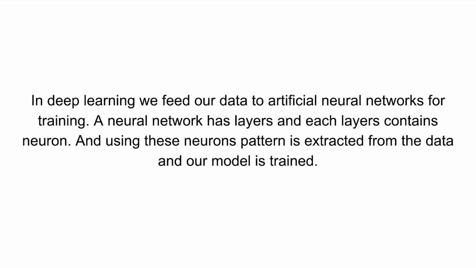And a neural network has layers, and each layer contains neurons. Using these neurons, patterns are extracted from the data and our model is trained. As machine learning is all about pattern finding, in deep learning we extract that pattern using artificial neural networks. And now let's see what a neural network is and how we are going to use it.